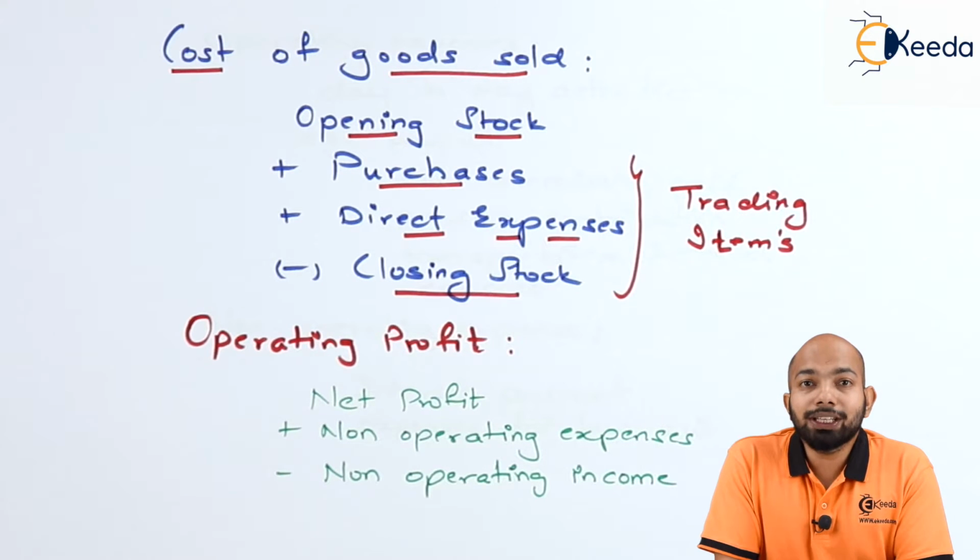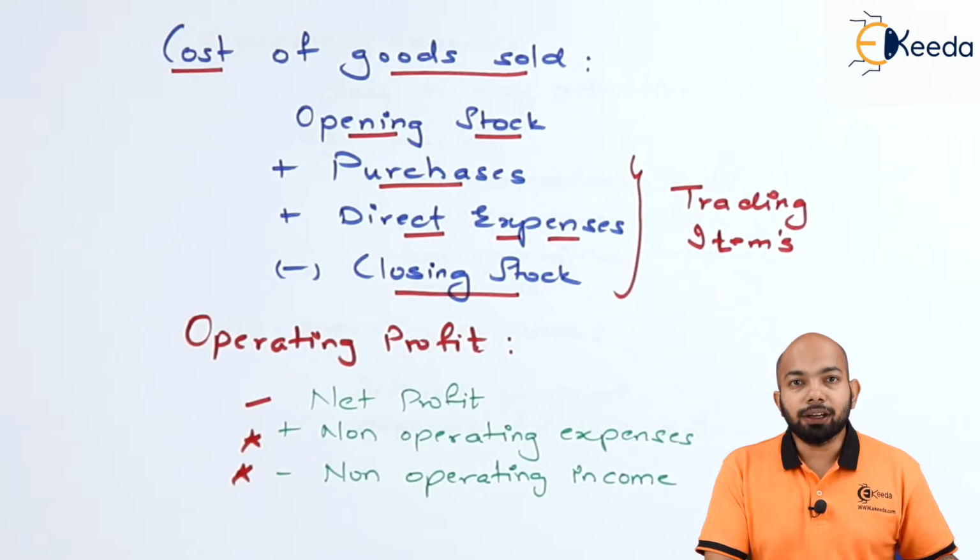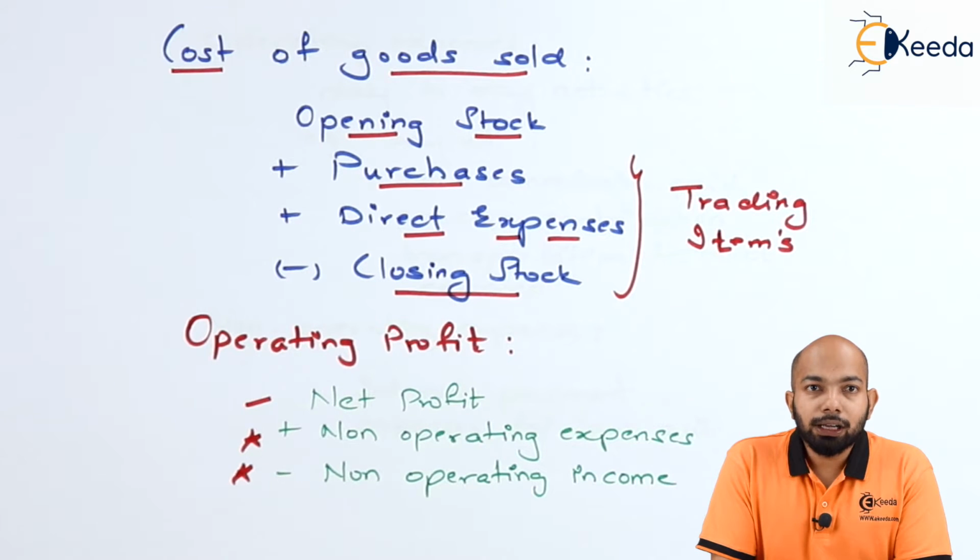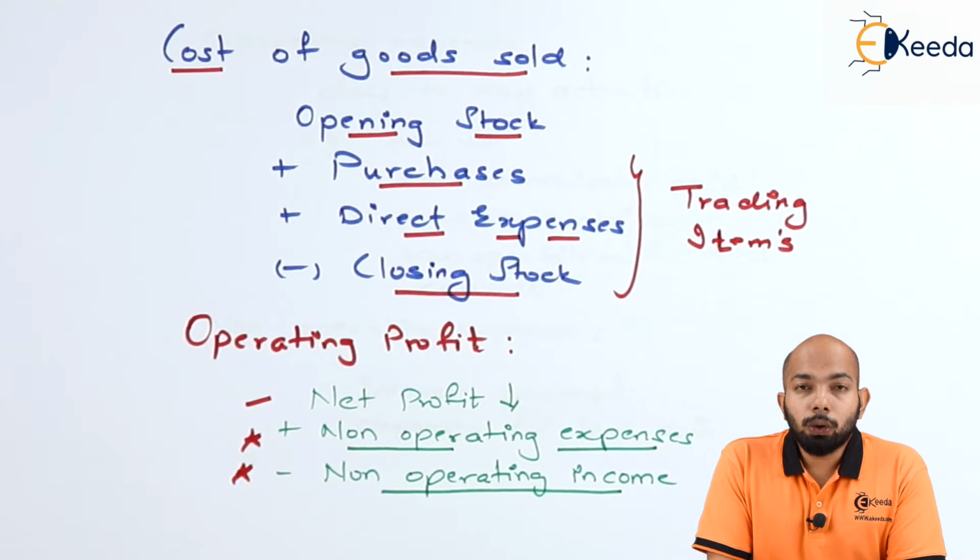Now we'll go ahead with the second technical term that has been mentioned here. Operating profit. What do you mean by operating profit? There is a specific formula that has been mentioned here. Let's understand each of these things in detail. When we talk about operating profit, we talk about net profit, add non-operating expenses, and subtract non-operating incomes. This is the basic formula that you will be using.